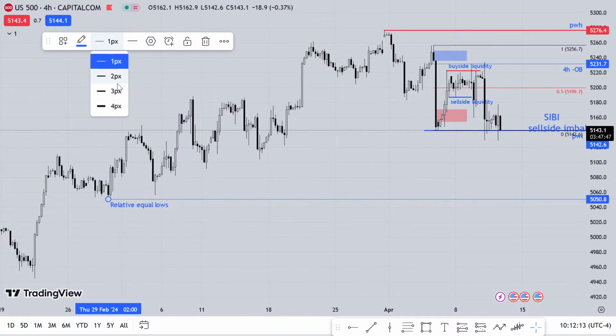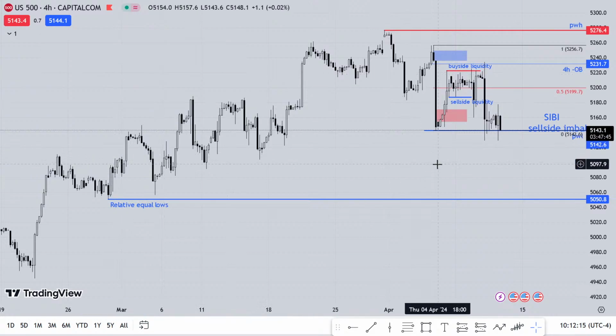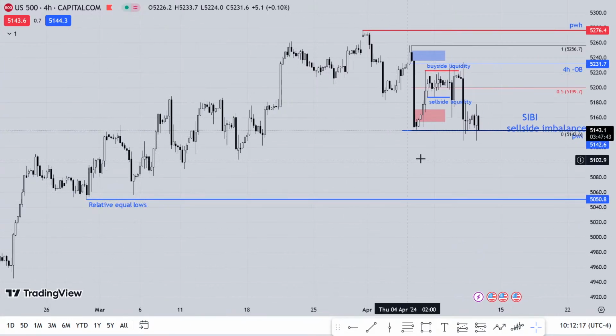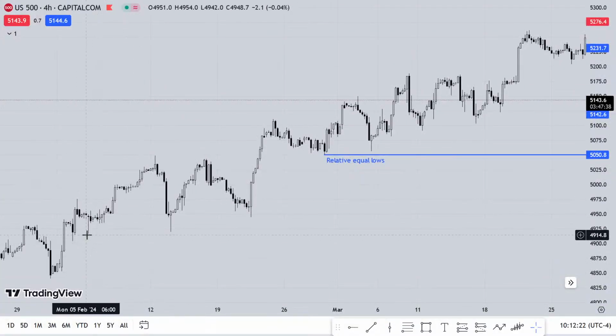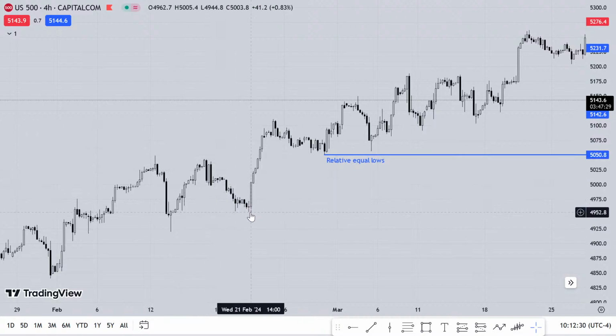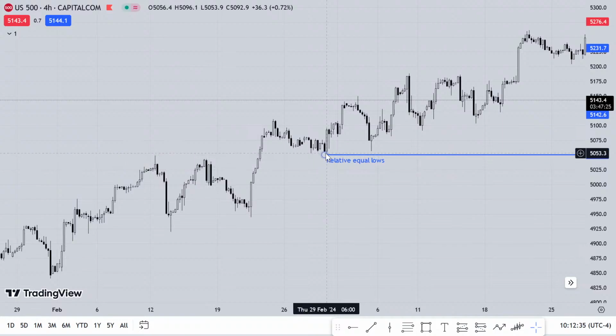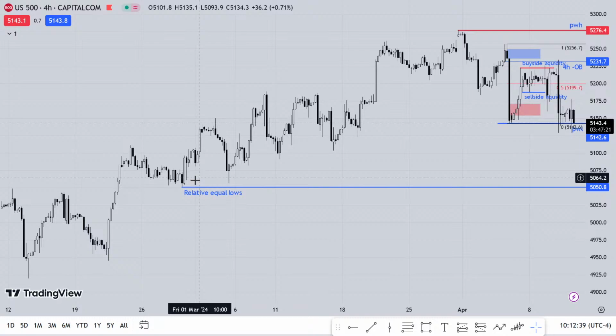So this is the pool of liquidity that I'm currently interested in, because the traders that went long from here, and also here, would have trailed their stop loss here. They would trail their stop loss above this imbalance, this BC.